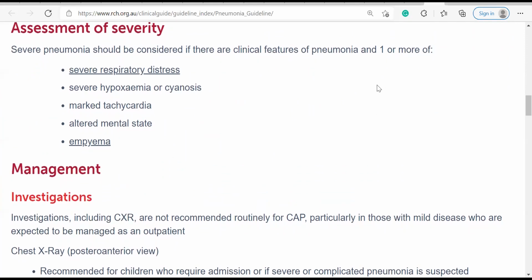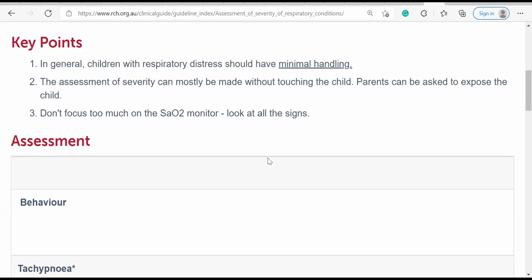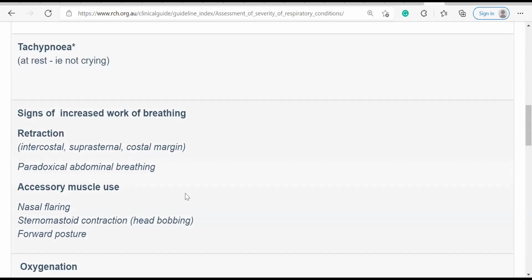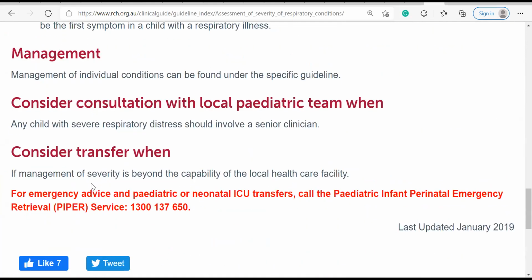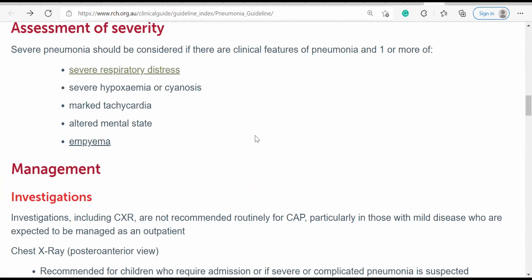Severity. We suspect severe pneumonia if there are clinical features of pneumonia and one or more of these features. So severe respiratory distress. When we call it severe respiratory distress, that means someone having intercostal, suprasternal, or costal margin retraction, nasal flaring, that means use of accessory muscles. Okay, that's severe respiratory distress, and also increased respiratory rate in terms of age group.